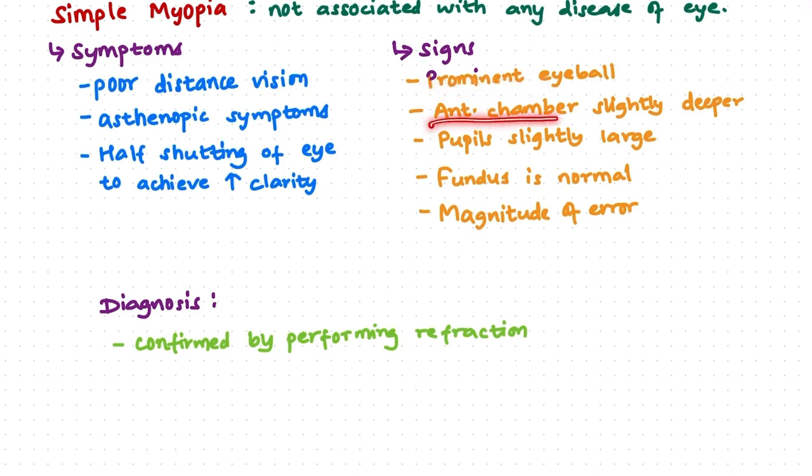There can be anterior chamber slightly deeper than the normal, right? What is anterior chamber? It is a chamber which lies between the cornea and the iris, right? Now pupils are slightly large. Fundus is normal, as there is no other pathology in the eye, right? And the magnitude of error is usually less than 6 diopters, right? And how can we diagnose it? The diagnosis can be confirmed by performing refraction.